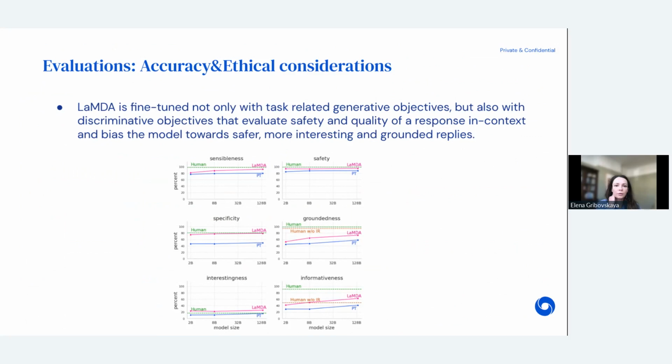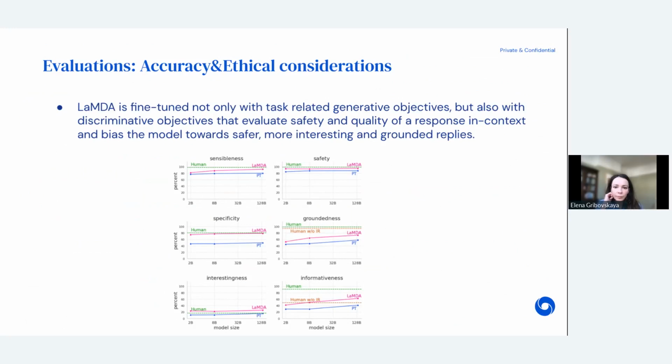So, for instance, the metrics that are used in this discriminative function are sensibleness, safety, specificity, groundedness, interestingness, informativeness. And we compare the LaMDA-based pre-trained model versus LaMDA fine-tuned in pink, and we see that LaMDA fine-tuned with these objectives performs better than simply pre-trained LaMDA-based.